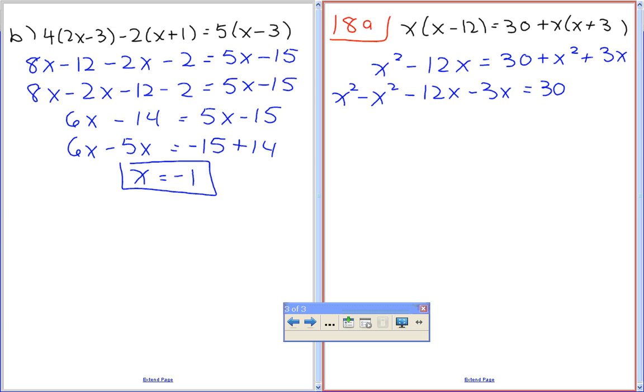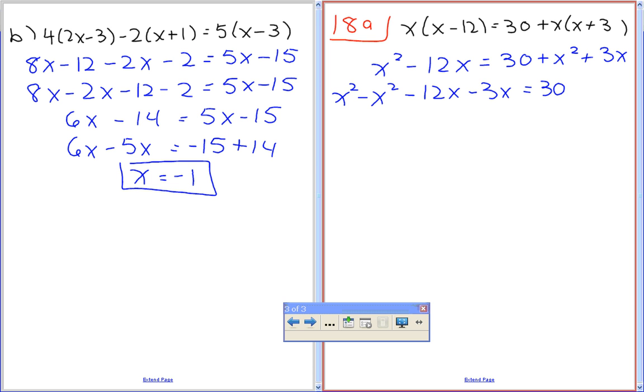I'm going to let that sink in for a second. Wait, how come it's x squared minus x squared? Okay, good question. What happened was we have a positive x squared on the right, and we're just moving it across, and wherever we move it across the equals sign, it changes.